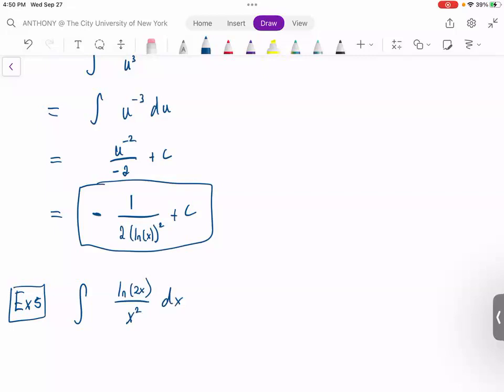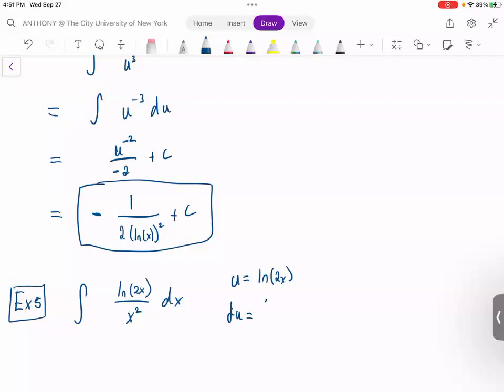What would be my u in this problem? What's my u? It's going to be the ln of 2x. So your u, based off of our tip, u must be equal to ln of 2x. Now, when you take the derivative of ln of 2x, in the numerator should be the derivative of 2x divided by exactly 2x, right? So what is the derivative of 2x?